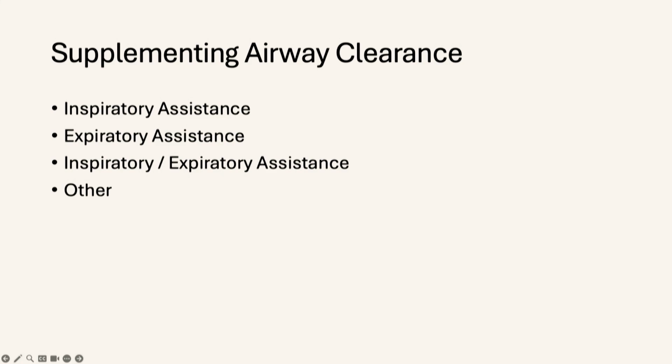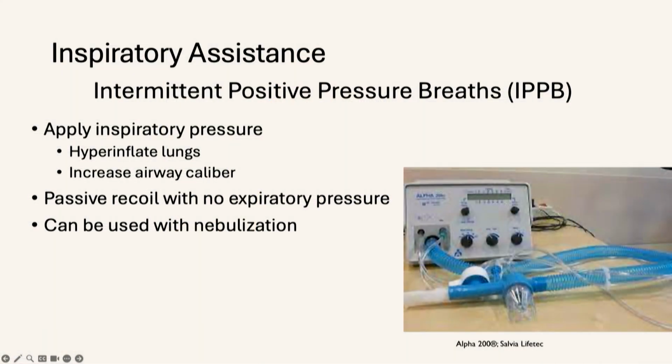So there are a number of ways of supporting cough. The first three are what we'll focus on. You can make the patient or help the patient breathe in more deeply, you can help them breathe out more forcefully, or you can do both together. And then there are some adjunctive measures that we can add on also. So for doing inspiratory assistance, you can apply an inspiratory pressure. And this device here is an intermittent positive pressure breath device. This is called the Alpha 200, which is widely used in France and in some other European countries.